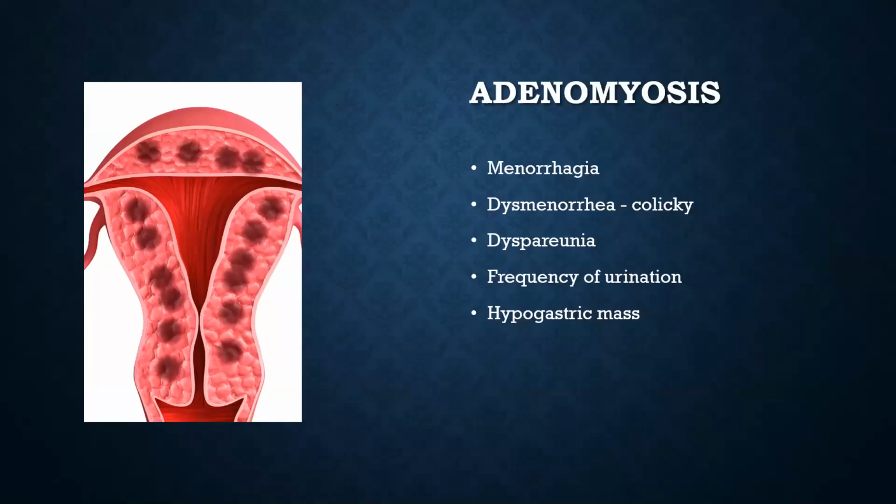Now, I would like to say that there were recent studies done in adenomyosis, and these studies have actually demonstrated that with adenomyosis, there will be some kind of hyperplastic muscular tissue that can cause increased intrauterine pressure. And because of this, there will be dysfunctional uterine hyperperistalsis. Finally, if there is more uterine hyperperistalsis and more intrauterine pressure, they trigger abnormal inflammatory responses. And that is why we have all these kinds of symptoms. So, menorrhagia, dysmenorrhea colicky in nature, dyspareunia, frequency of urination, and hypogastric mass.